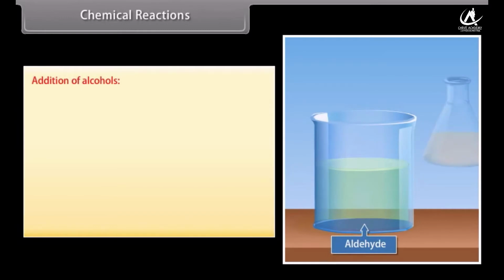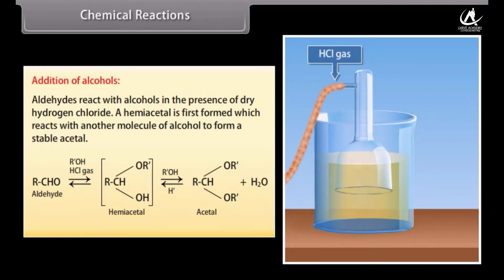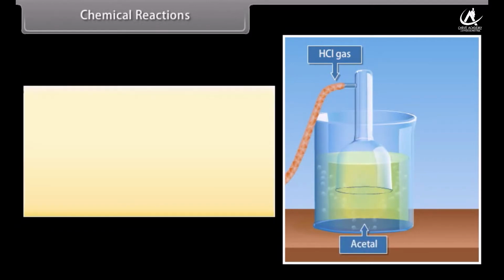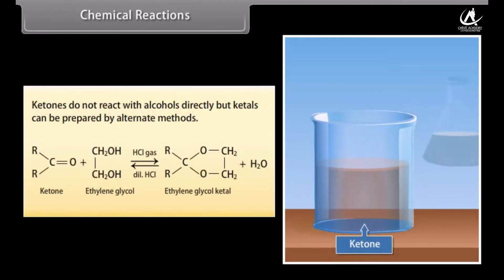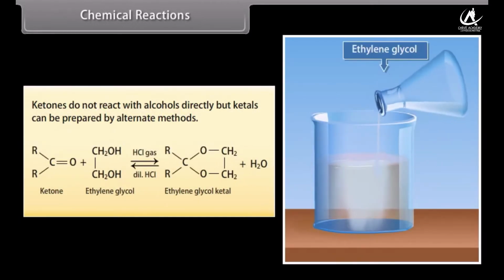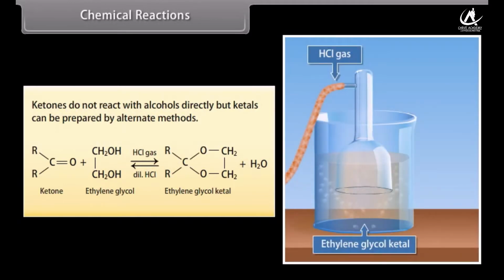Chemical reactions. Addition of alcohols. Aldehydes react with alcohols in the presence of dry hydrogen chloride. A hemiacetal is first formed, which reacts with another molecule of alcohol to form a stable acetal. Ketones do not react with alcohols directly, but ketals can be prepared by alternate methods. Ketone reacts with ethylene glycol in the presence of hydrochloric gas and forms ethylene glycol ketal along with water.